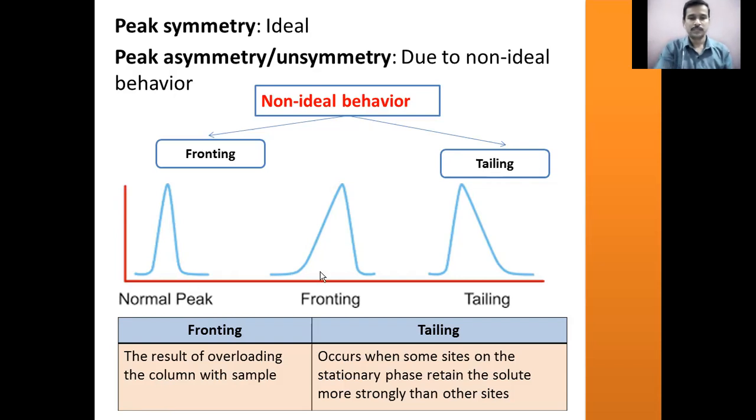Here, if the column is too much overloaded, the non-ideal behavior is seen. The partitioning equilibrium will be disturbed. Therefore, there will be a tail at the beginning of the chromatographic peak. And if certain sites of the stationary phase interact with the solute to a greater extent compared to other sites, then non-ideal behavior is seen. So this peak asymmetry is due to the non-ideal behavior of the solute, and these two are explained by fronting and tailing. So this is about the non-ideal behavior of the solutes.